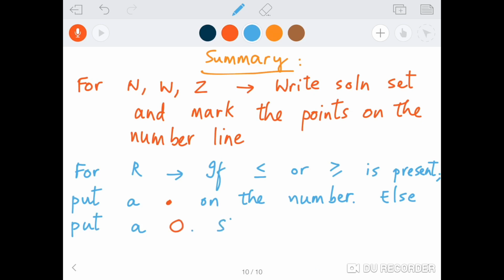Alright, so just keep these two things in mind. If it is less than or equal to or greater than or equal to, on that particular number put a full circle. If it is less than or greater than, on that particular number you just put a normal circle. Take a screenshot of this, or just make a note of it so that we can start with the exercise problems.